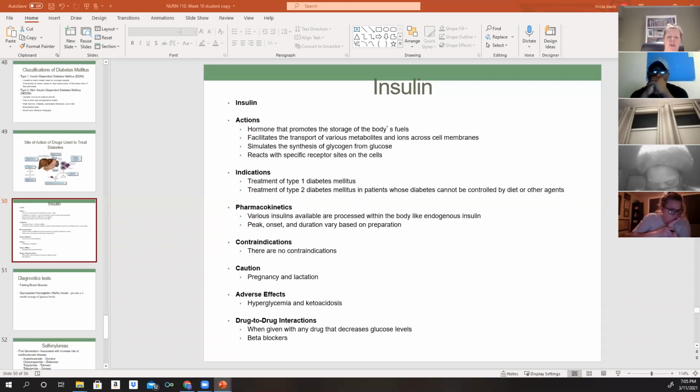Remember we said a couple weeks ago when we talked about the SNS system that sometimes it blocks many signs and symptoms of hypoglycemia, so patients don't recognize the signs and symptoms like they normally would if they're on a beta blocker. So that's why you just want to be careful. They're going to have to learn other ways, by checking their blood sugar more often and paying attention to other different symptoms that their body gives them.